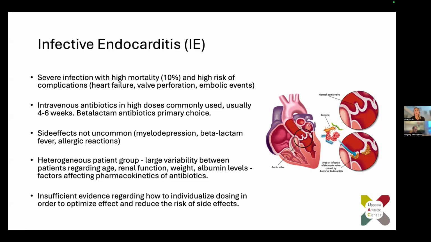Since we are treating these patients with high doses of antibiotics for a long time, it's not uncommon that we see side effects at the end of the treatment period. This might, for example, be myelodepression, which means that the bone marrow works less well. So we can see, for example, that the count of white blood cells, the leukocytes, goes down, and the platelets and the red blood cells. But if we change to another antibiotic class, this is reversible.